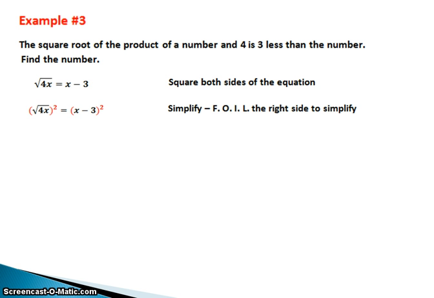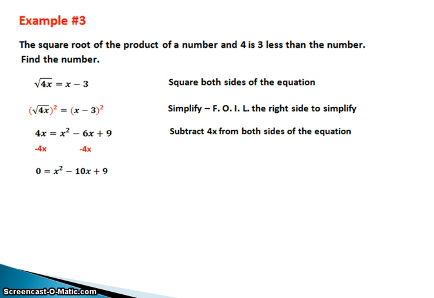When we do FOIL, we're going to end up with x squared minus 6x plus 9 on this side, and we canceled out the square root on this side, so we have 4x. Now I'm going to simplify by subtracting 4x from both sides. And now I have x squared minus 10x plus 9 is equal to 0. Well, that's just a quadratic in standard form. And it is factorable. I need to solve for x, so I'm going to use factoring to do that.